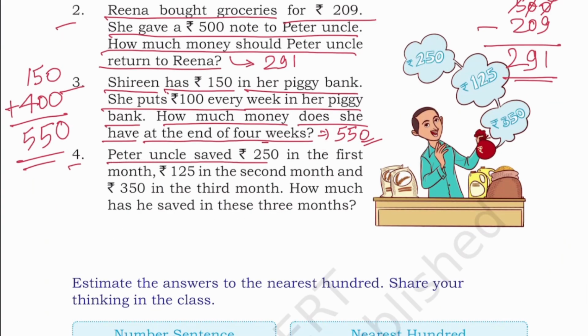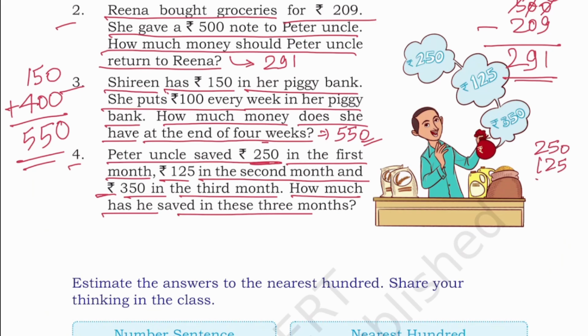Peter uncle saved rupees 250 in the first month, rupees 125 in the second month, and rupees 350 in the third month. How much money has he saved in these 3 months? Then you have to add these 3. That is 250 in the first month, 125 in the second, and 350 in the third.